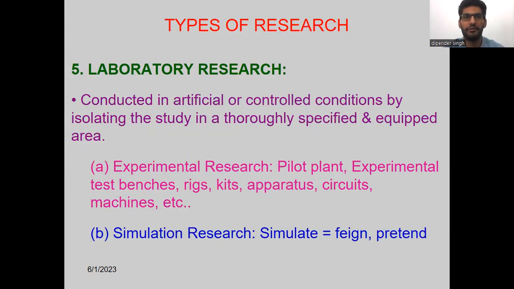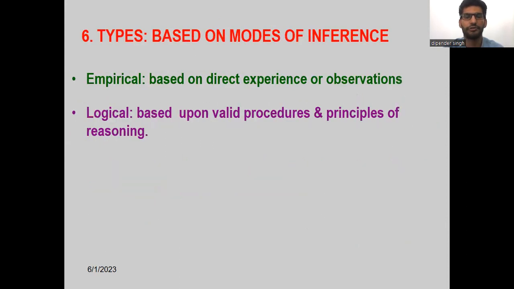Then comes laboratory research, which is conducted in artificial or controlled conditions by isolating the study in a thoroughly specified and equipped area. In laboratory research, there are two more types. Experimental research, in which pilot plants, experimental test benches, rigs, kits, apparatus, circuits, and machines are required. Also, simulation research comes in laboratory research, in which we do some simulation work.